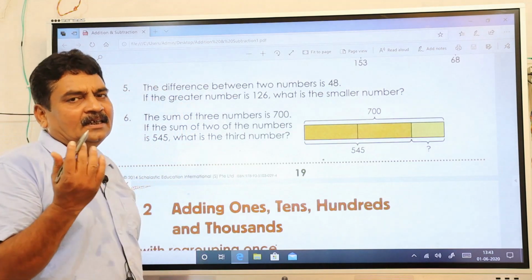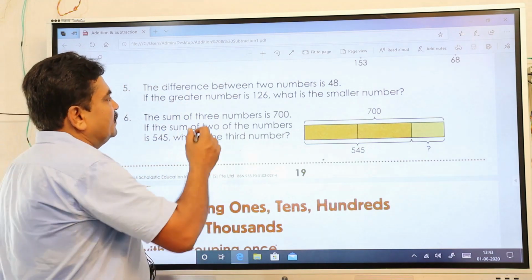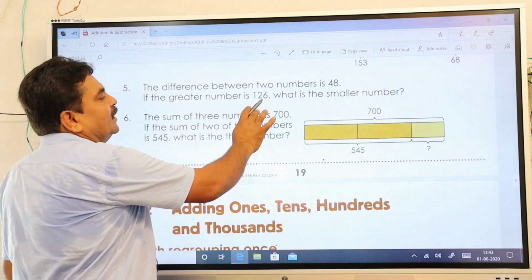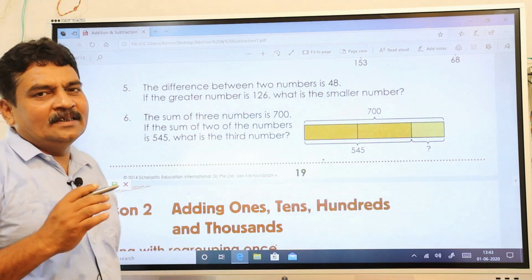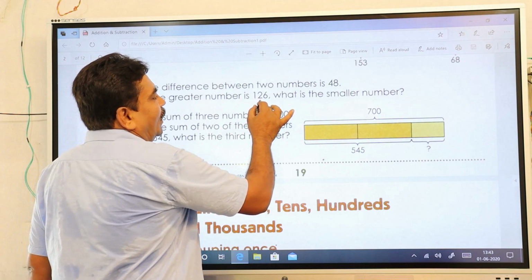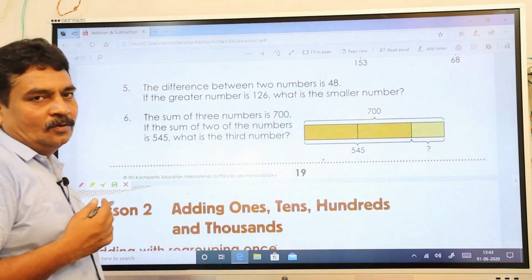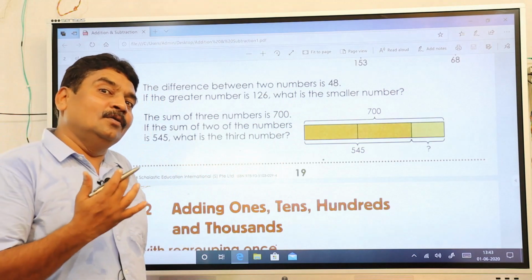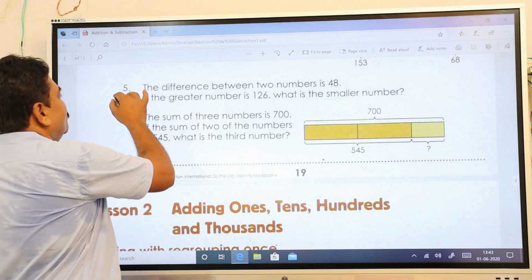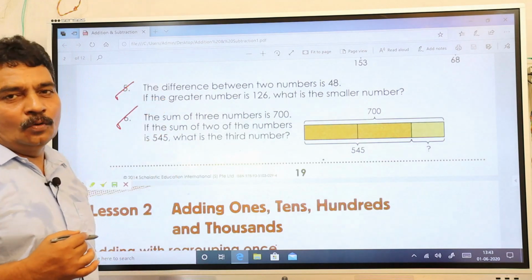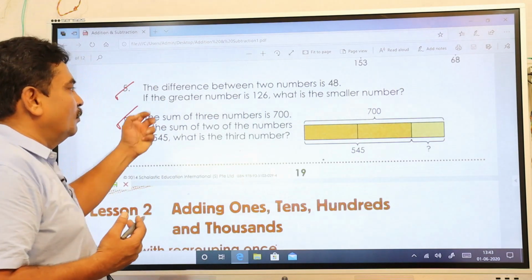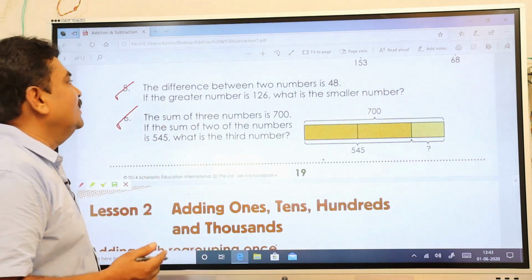The difference between two numbers is 48. If the greater number is 126, what is the smaller number? So here you have to add, right, these values. Let's see how you people are going to do this, because I already did problems, right? So these two problems you do as homework and let me know how you are going to do it. Let me check that.